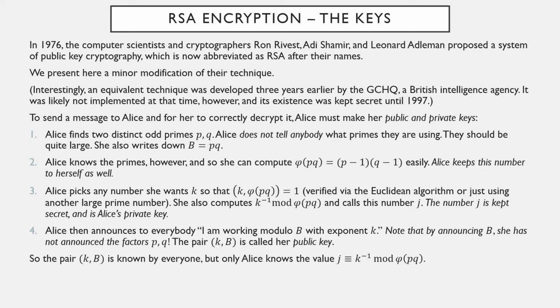Alice keeps secret j, which was k inverse modulo phi of PQ, the inverse of the exponent modulo the Euler totient function of the base. In order to compute this, you would need to know phi of PQ. In order to compute phi of B, you need to know the factorization of B. And again, most people are not going to be able to recover the two large primes just because they know the product capital B. So the exponent k and the base capital B are publicly known by everybody. However, the inverse of the exponent modulo the base is Alice's private key, and she keeps that secret.